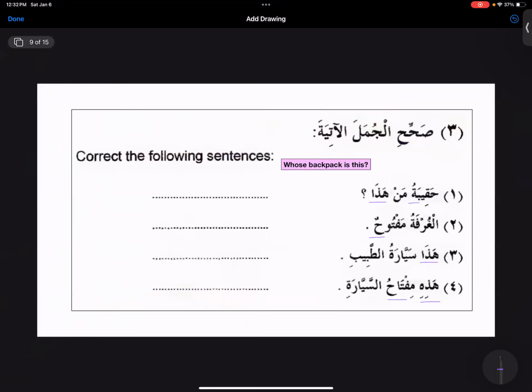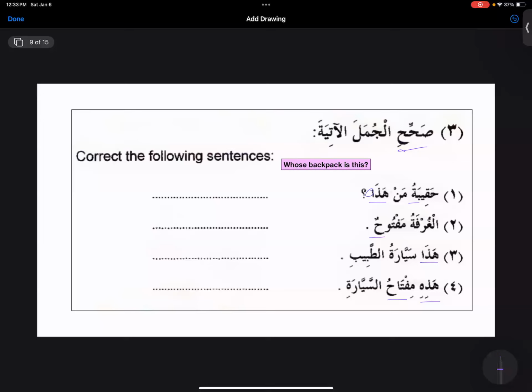Now over here it says: Sahihil jumalal atiya, meaning correct these following sentences. So correct them. What are they? Haqibatu man haza. Yes, haqibatu man hadhihi. Very good.